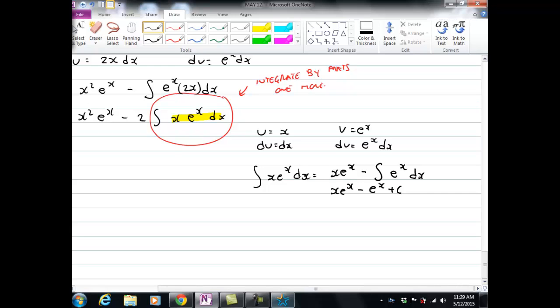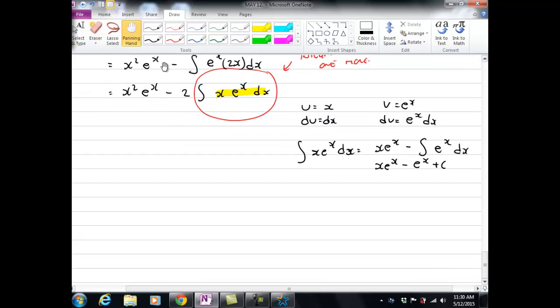So guys, I'm going to pause it. And what I'm going to do now, I'm going to sub it into that question I did before. So I go x squared e^x minus 2. So watch what I'm going to do. I'm going to replace this stuff inside that red circle right there. So this becomes x e^x minus e^x plus c.